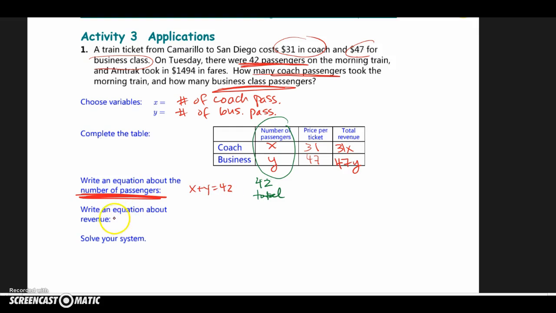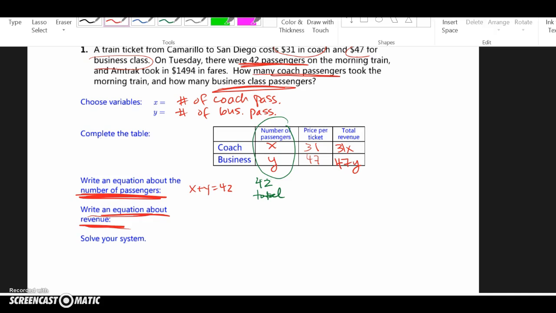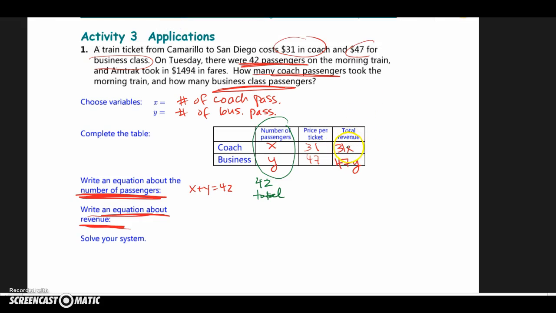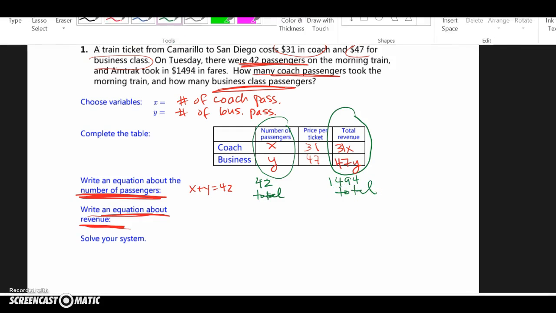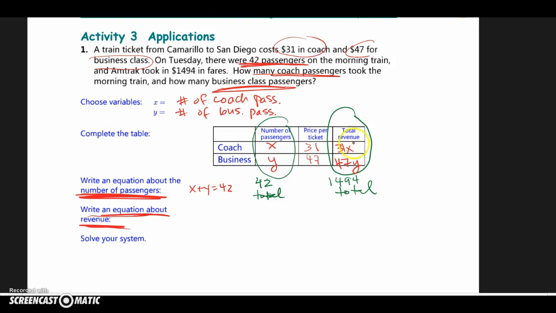Then they say write an equation about the revenue. Well, similar idea. I do know that they brought in 31X dollars from the coach part and 47Y bucks from the business part. And I also know that in total, Amtrak took in $1,494. So $1,494 is the total, which means an equation follows naturally. First piece plus second piece gives me the total. So 31X plus 47Y is the total money they brought in.